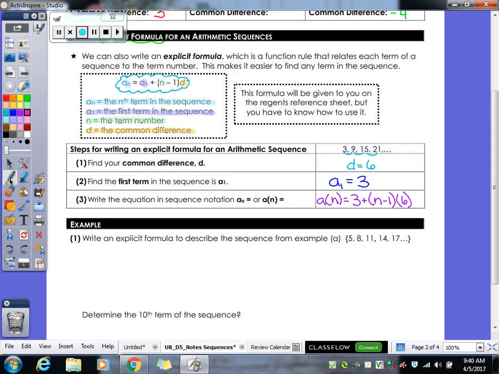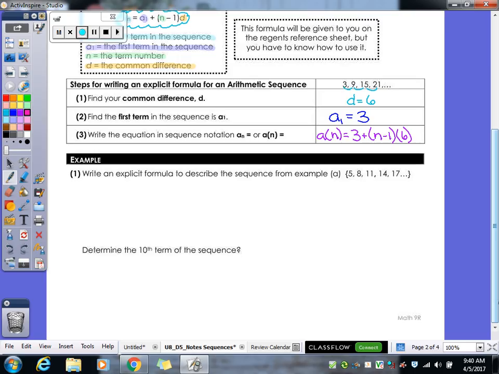So here we're going to write the explicit formula for the sequence that they've given us there. So 5, 8, 11, 14, 17. Let's go through our list. We have to first find our common difference. What would our common difference be here? 3. We're adding 3 each time to get us from 5 to 8, 8 to 11, 11 to 14. Next, we need our first term. A sub 1 is 5.